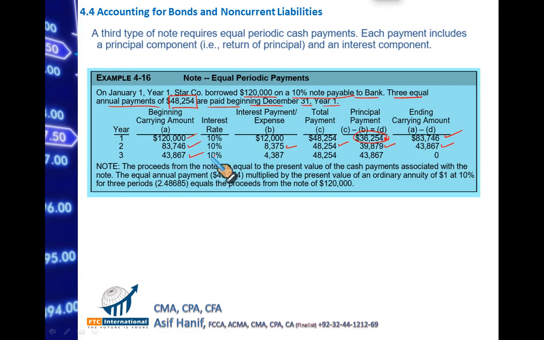Interest in year 3 is going to be 10% of this amount, 4,387. This is the interest payment, and this is the total amount. Total payment less interest charge will give you the remaining principal, and finally your ending balance will be 0. So this was the last slide for your bonds and non-current liabilities.